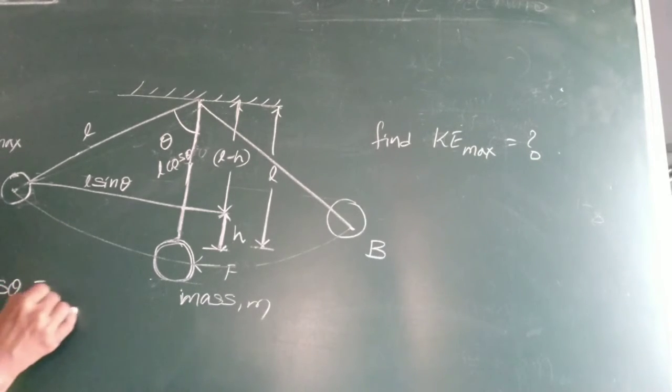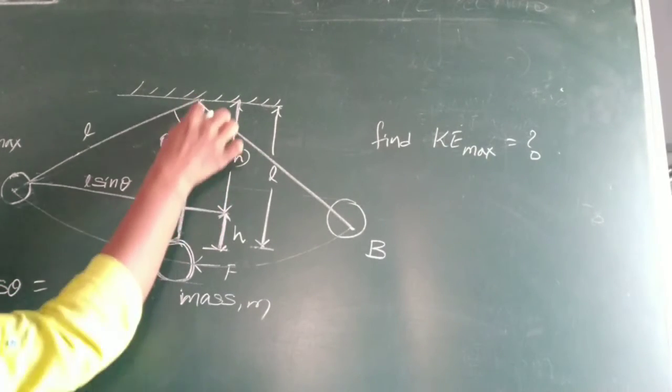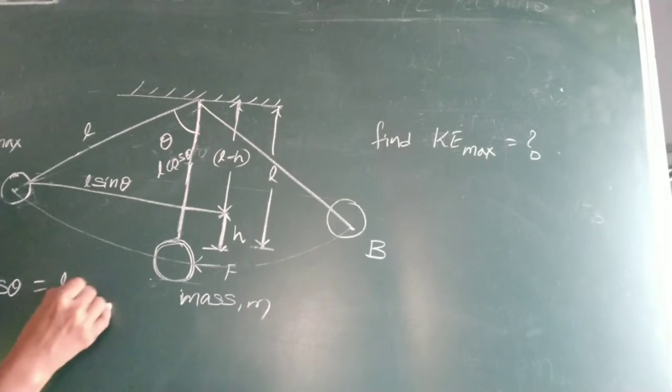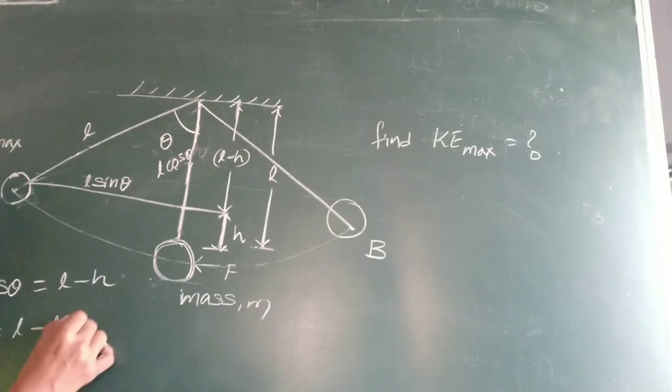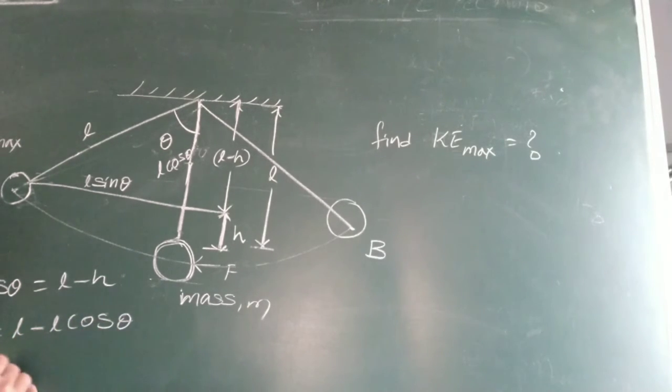L cos theta equals L minus H. Taking H to this side, it becomes H equals L minus L cos theta, which, taking L as a common factor, is L into 1 minus cos theta. This is the maximum height reached by the body.